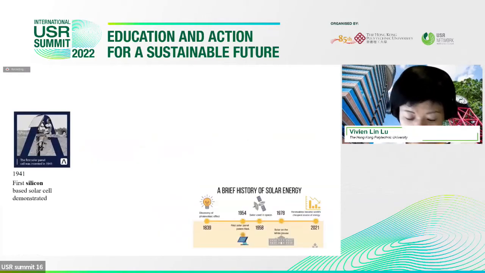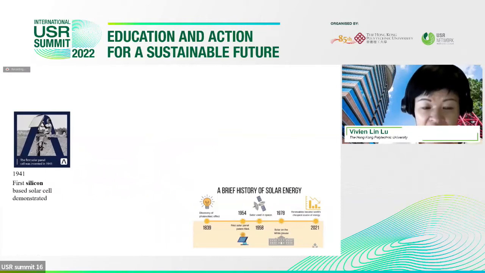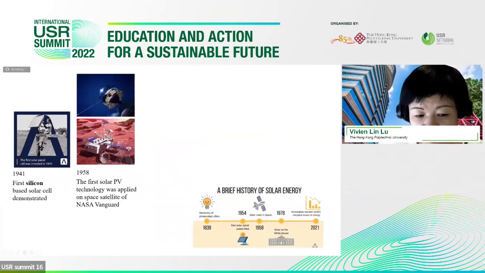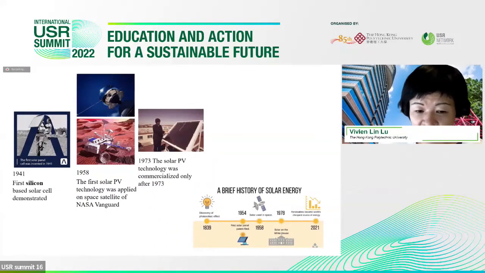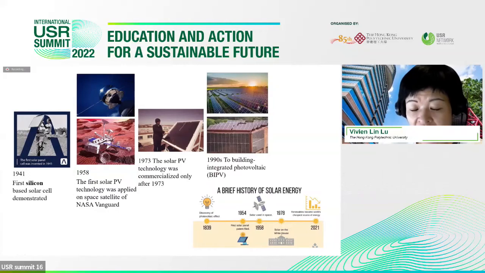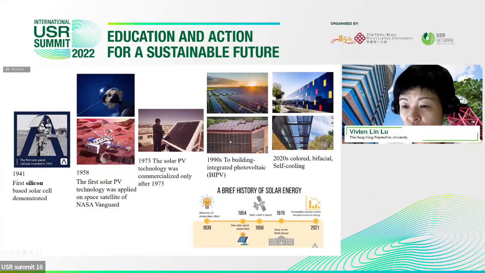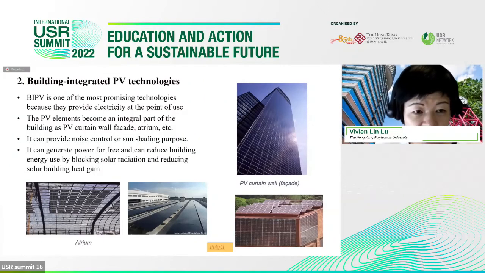Here, I give you a brief of the background of the application and development of solar cells. We see the first silicon-based solar cell, which was first applied on space satellites, until the 1970s when this technology was commercialized. Then in the 1990s, from large-scale power plants, solar PV panels could be integrated into our buildings. Now, we have lots of emerging solar PV technologies. We have to look at how to utilize solar energy in a smart way. Today I would mainly share with you about BIPV technology and my perspective for the future.